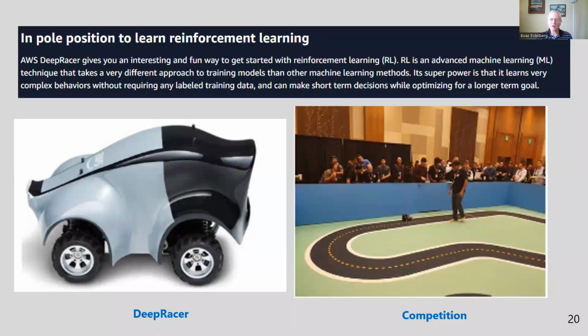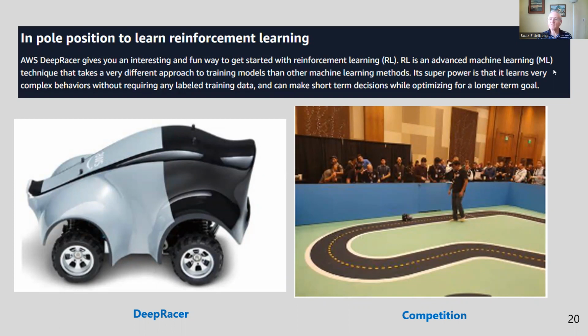Now, let's take a look at what we get from Amazon about reinforcement learning and the tools that they provide us to train ourselves with it. In relation to reinforcement learning, Amazon says that AWS DeepRacer, this is the DeepRacer car, gives you an interesting and fun way to get started with reinforcement learning.